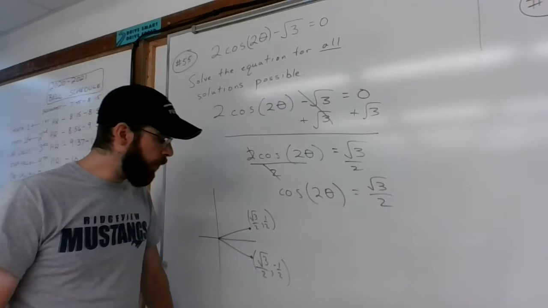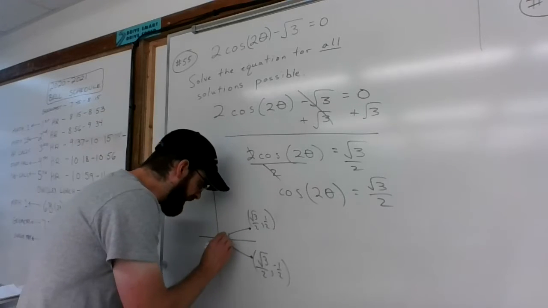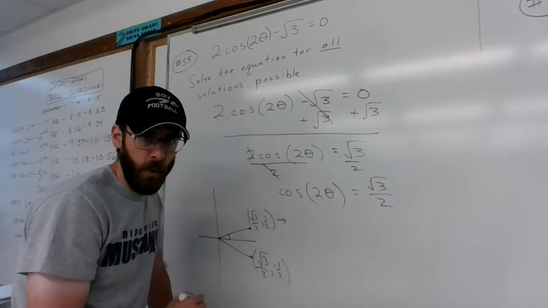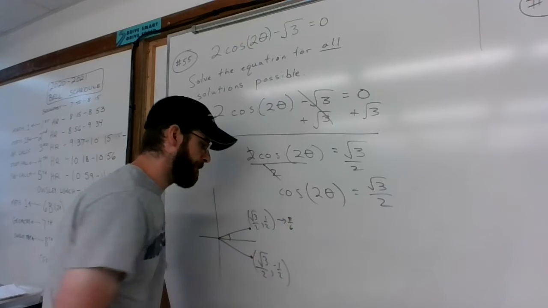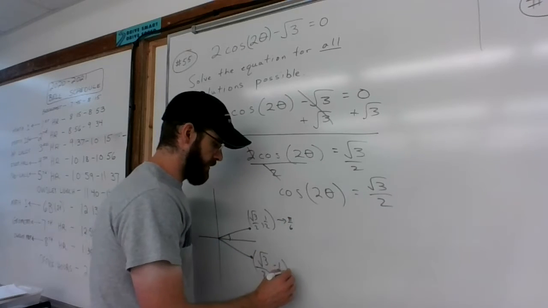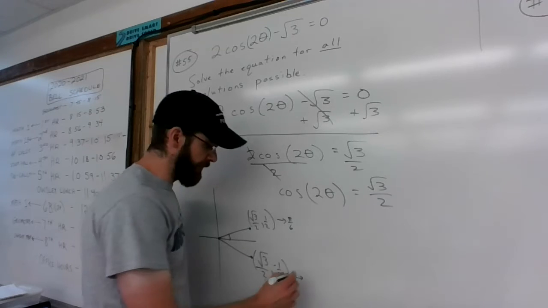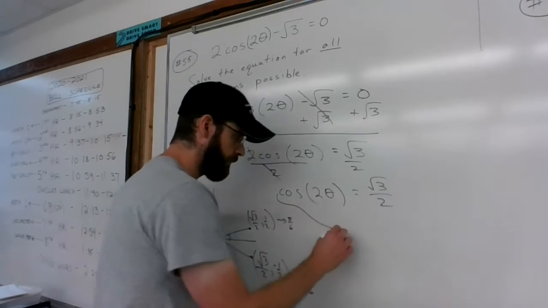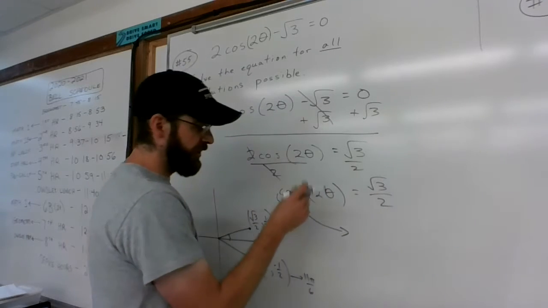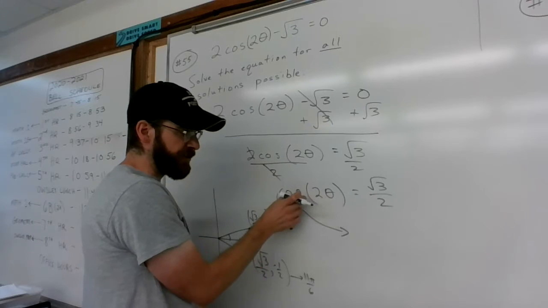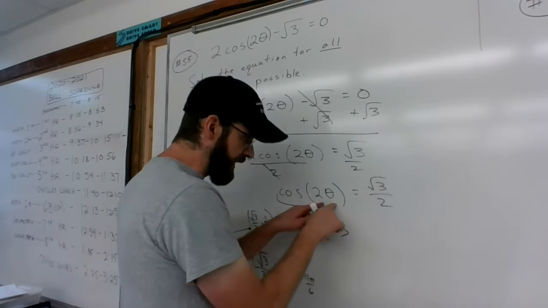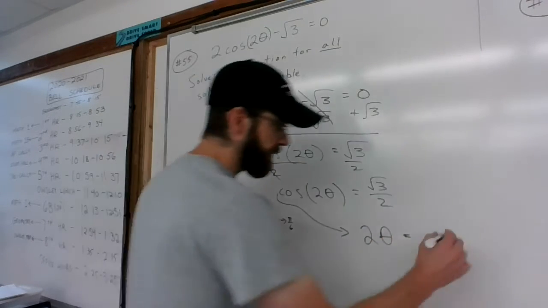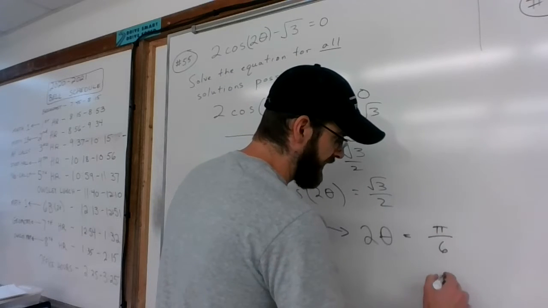So ask yourself, what radian value creates this reference angle? And the answer is, it's a 30 degree angle, which is the same as pi over 6. Here, it's just going to be 11 pi over 6. So where does cosine equal root 3 over 2? It's the place where the angle itself is equal to pi over 6 and 11 pi over 6.